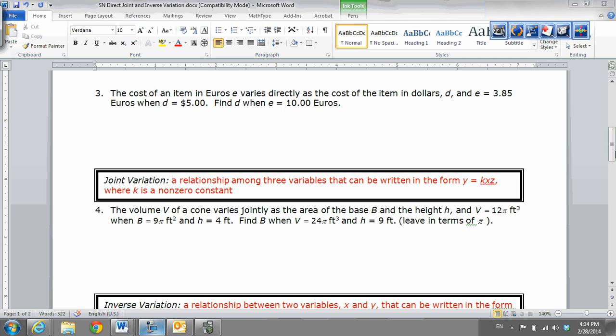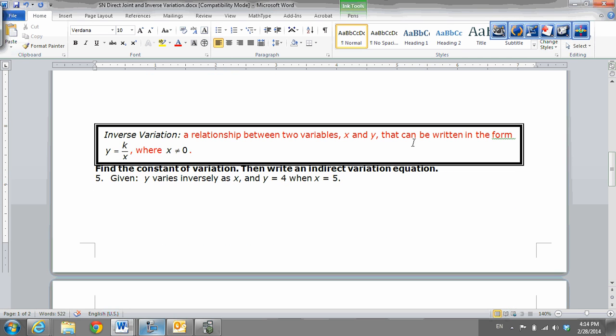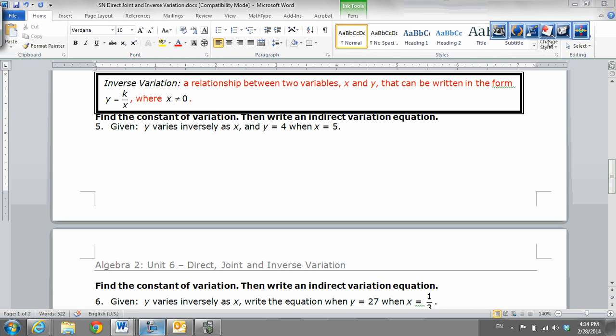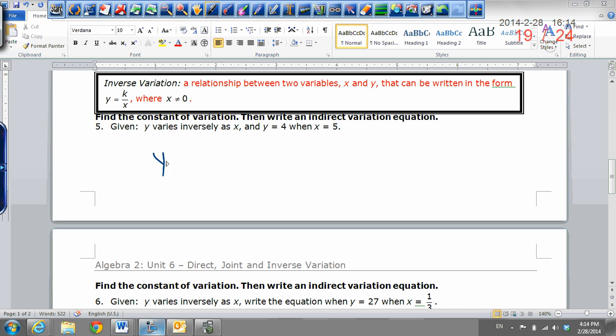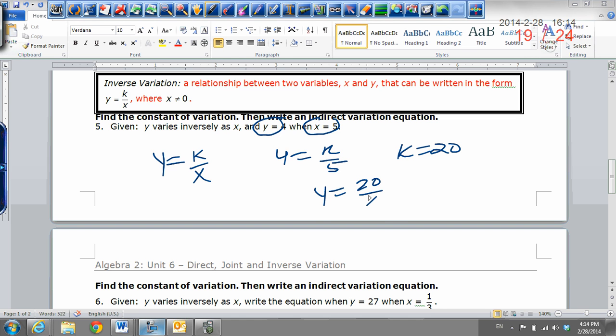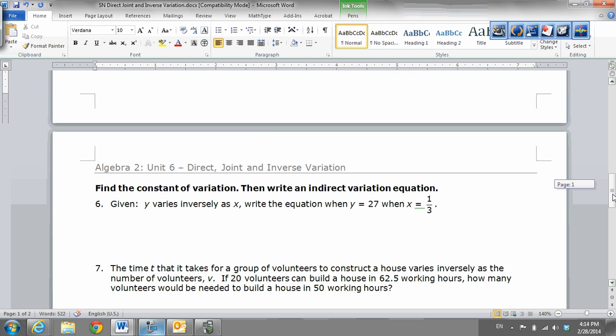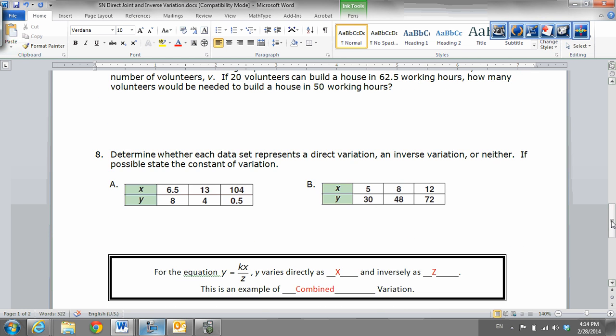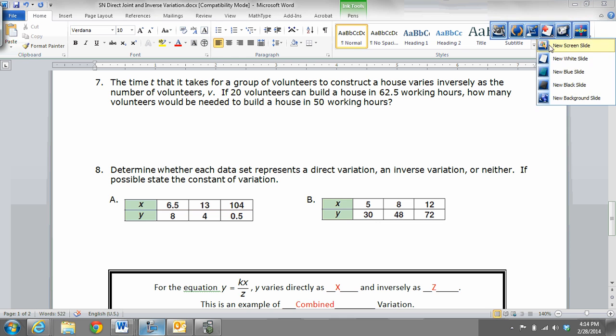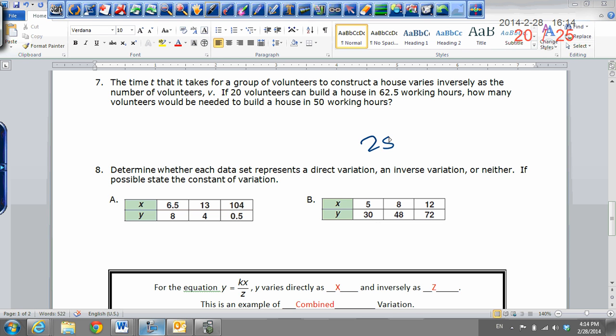Now inverse variation. Inverse variation is fractions. So y equals k over x, a little different, but works kind of the same anyway. Plug in 4, plug in 5, so I get 4 equals k over 5, so k is 20. So y equals 20 over x for my equation. Number 6 works the same way. Number 7 is a word problem.